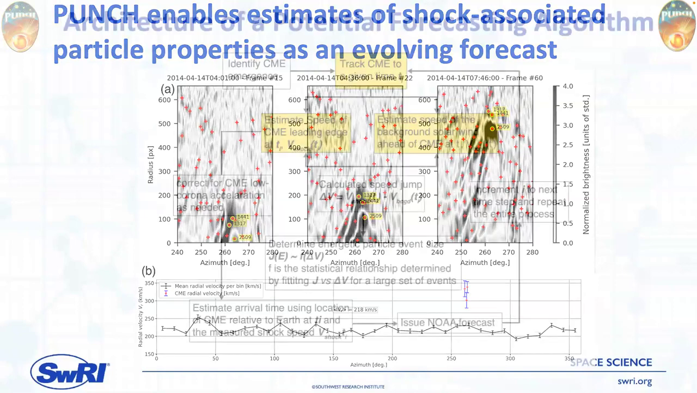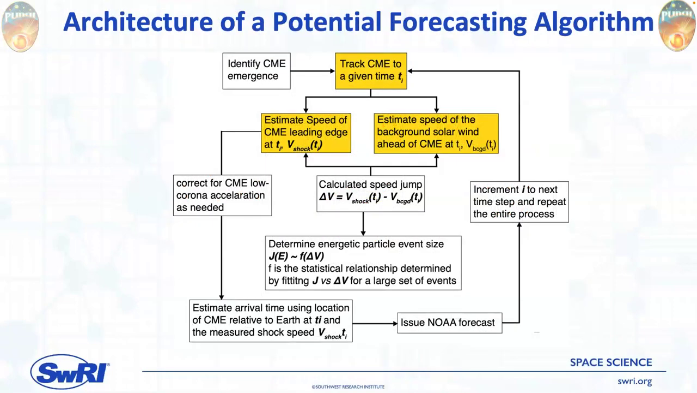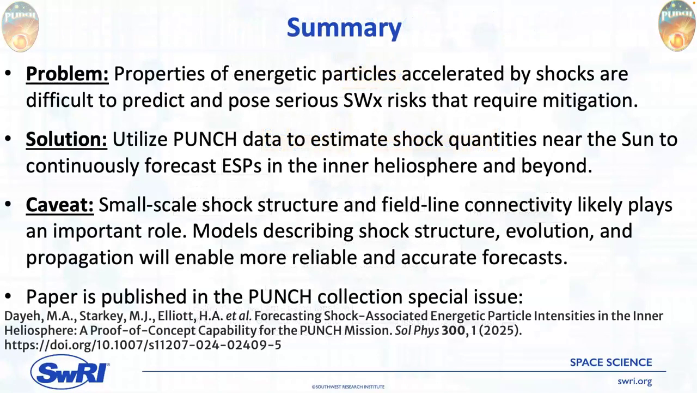And so we developed a simple potential algorithm of this forecasting, pretty much summarizing what I was saying now, where we have a continuous forecasting of these structures at 1 AU. We put this in the PUNCH collection, and the paper is out. Of course, there are some caveats, but I think this really all awaits the PUNCH data. Once the PUNCH data is in, then we will do a good study on this one.